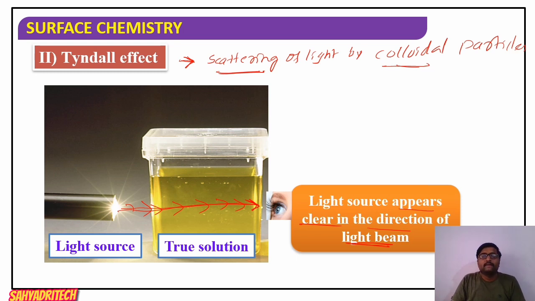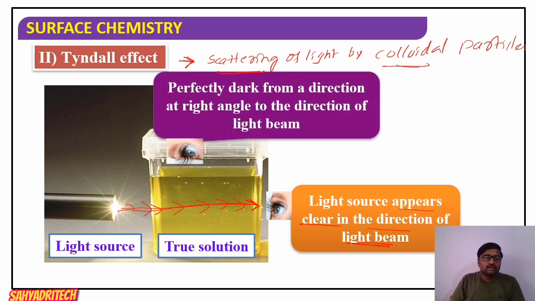Now, what is the angle here? If we consider the beam path, what is the angle here? A right angle, meaning 90 degrees. So it is perfectly dark.